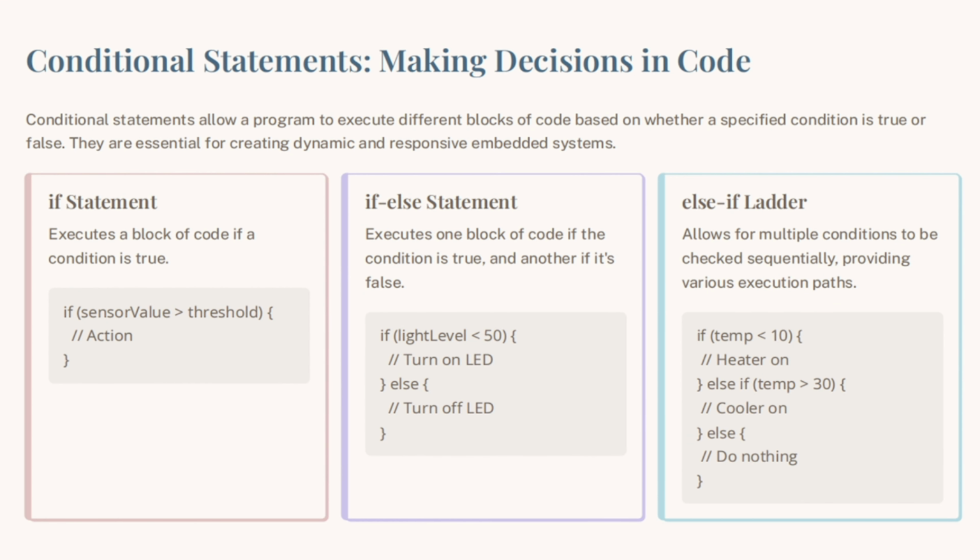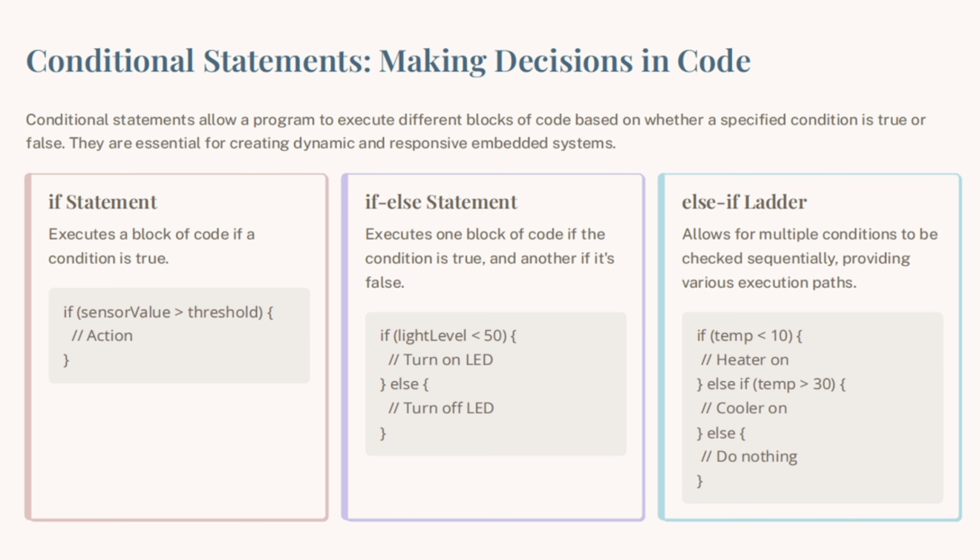Conditional statements. Conditional statements are the brain of our program. They allow the code to execute different blocks based on whether a specific condition is true or false, which is essential for creating responsive embedded systems. Here is how we break them down.